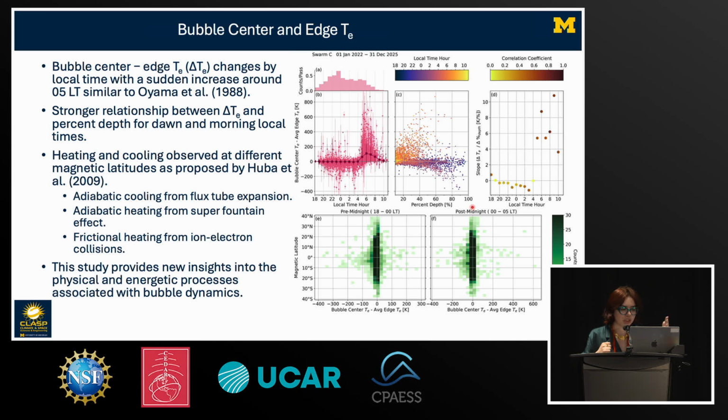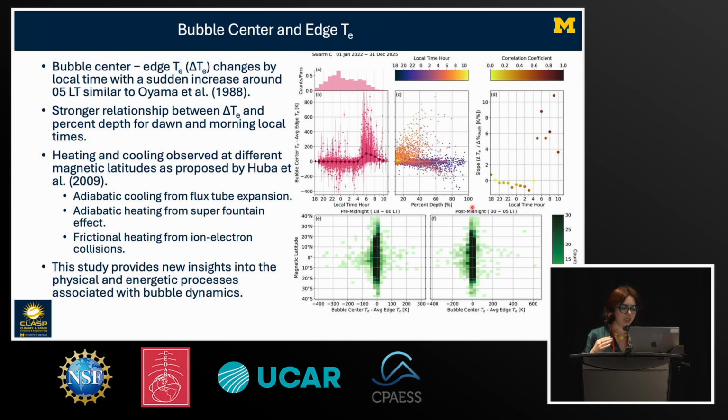The next plot shows the percent depth and the change in temperature. We can see that as the bubble is deeper, we have a larger change in temperature, and that is plotted as well when it comes to the slope between the two for each local time hour. As we hit about 5 local time, we have an increase in the correlation. So in the morning, the depth and the change in temperature are more closely related.